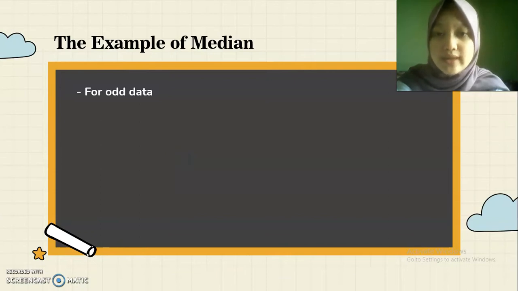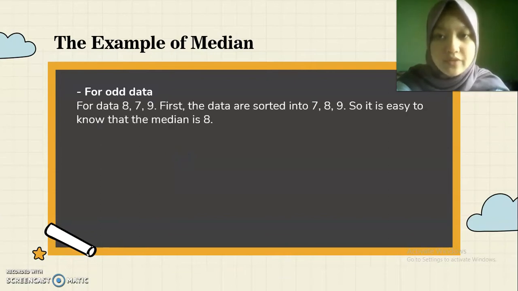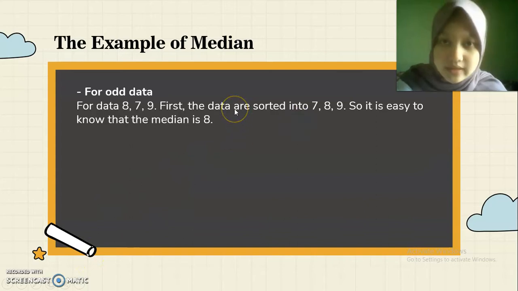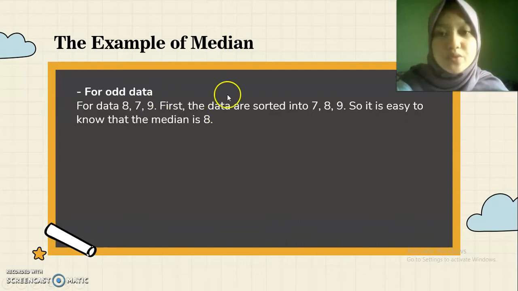For the odd data, for example, the data is 8, 7, and 9. The first step, we sort it numerically: 7, 8, and 9, and we can know easily that the median is 8. Like the definition of median, median is the midpoint. So we can know that the midpoint of this data is 8 because this is odd data.